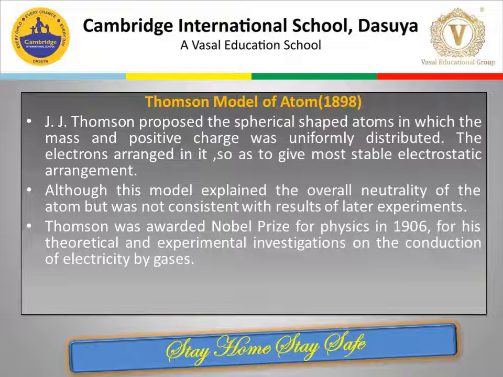He proposed that the atom is spherically shaped with the mass and positive charge being uniformly distributed in the atom. The electrons were considered to be embedded into it in such a way as to give the most stable electrostatic arrangement. We give different names to this model, like plum pudding model, raisin pudding model, the watermelon model, and so on.